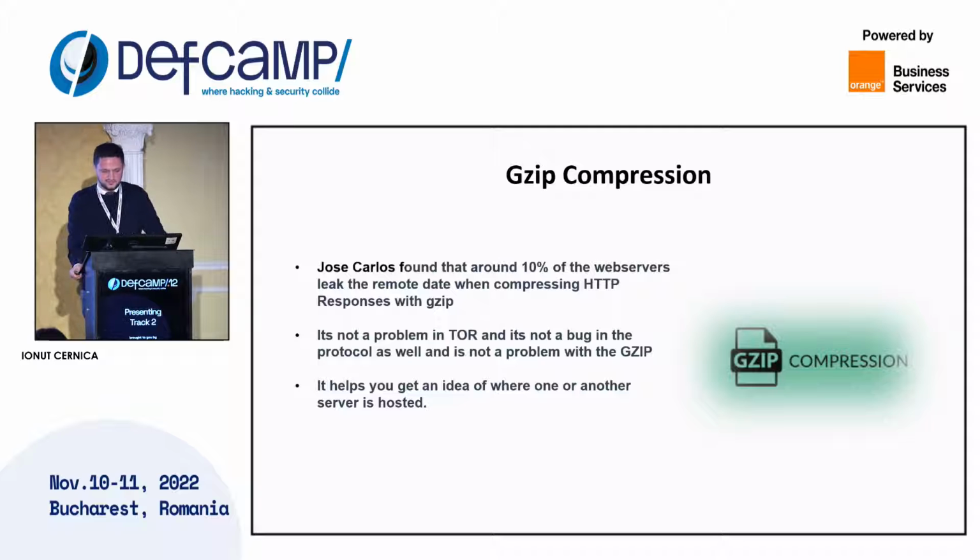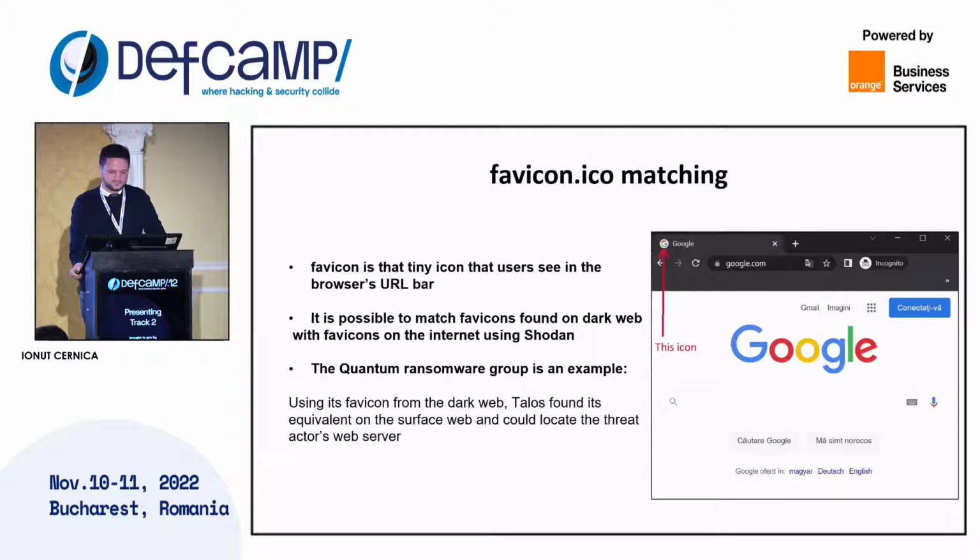The gzip compression is about finding the local date from the gzip traffic, because the communication between servers is compressed, and it gives you an idea where the server is located.